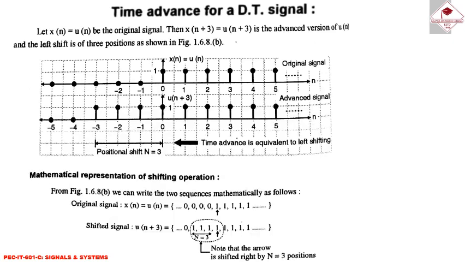Next is time advance for a discrete domain signal. Let x(n) is equal to u(n) be the original signal, and if I advance the discrete domain signal, x(n plus 3) is equal to u(n plus 3). Now that can be obtained like this. This is the original signal x(n). Now if I advance the signal by 3 positions, this signal is shifted in this direction, and it looks simply like this. The original signal's mathematical expression is like this, and after shifting the operation is obtained like this. So this is the time advance of a discrete time signal.